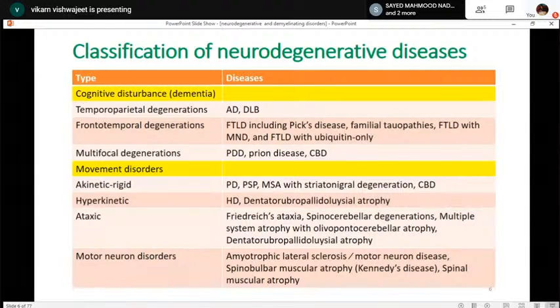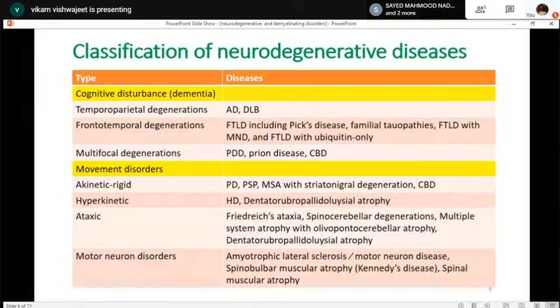The next category is the movement disorders. In movement disorders, we have akinetic rigid types of diseases in which the patient has bradykinesia and rigidity, and in this disorder there is degeneration of the substantia nigra. The classical entities in this category are Parkinson's disease, progressive supranuclear palsy, multiple system atrophy with striatonigral degeneration, and corticovascular degeneration. Then another is hyperkinetic disorder, manifested by choreoathetosis and dystonia, and it is because of the degeneration involving the basal ganglia. The classical diseases are Huntington's disease and dentatorubropallidoluysian atrophy.